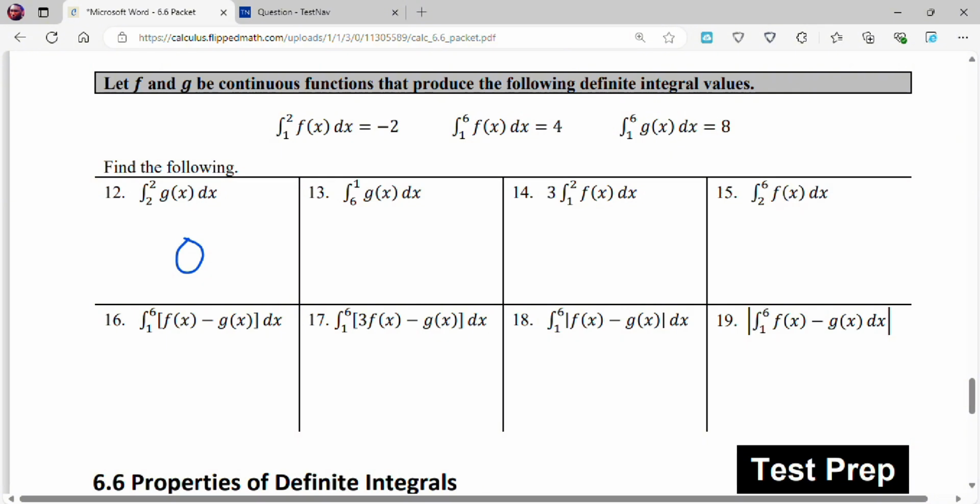Okay, integral from 6 to 1. Let's rewrite the limits appropriately. So from 1 to 6, we know it's 4. Sorry, from 1 to 6 of g of x is 8. So we get 8 and apply the negative. Okay, 3 times integral from 1 to 2 of f of x is given as -2. So all we're going to do is 3 times -2, which is -6.